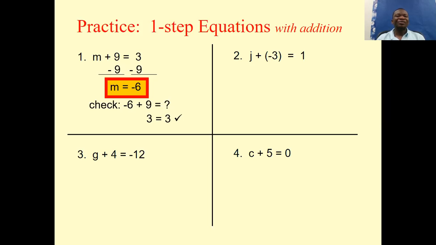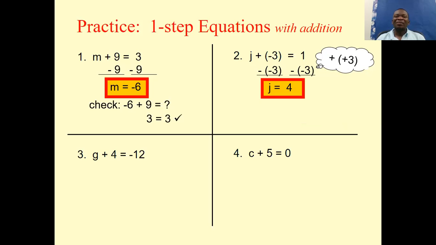Question 2. j plus negative 3 equals 1. Our variable is what? j. What operation is being performed? Addition. What is the inverse of addition? Subtraction. So you subtract negative 3 from both the left-hand side and the right-hand side. Remember our keep change when dealing with subtraction. These signs change to become positive. So you have j plus negative 3 plus 3, and j equals 1 plus 3. 1 plus 3 gives us 4.